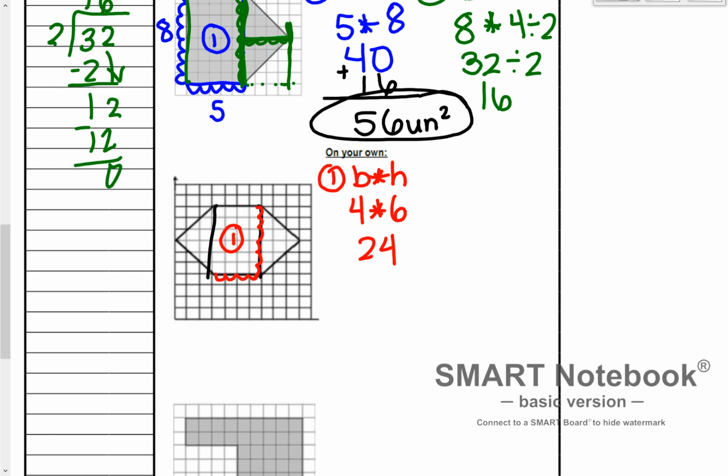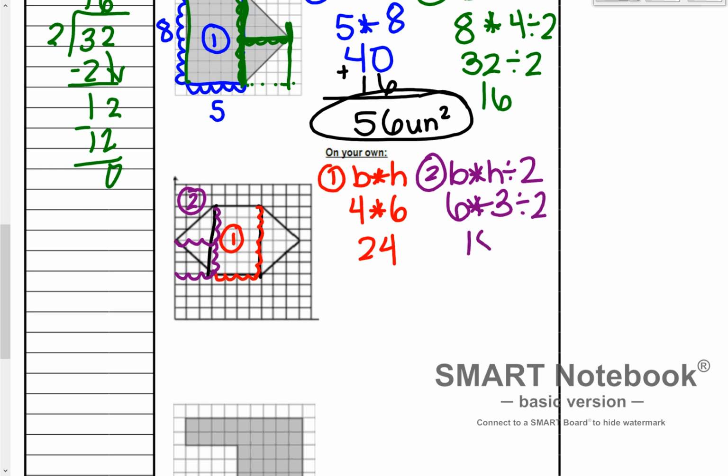Now I'm going to label it up at the top. Triangle over here, which would be base times height divided by 2. My base, 1, 2, 3, 4, 5, 6. My height, 1, 2, 3. You could have done that inside or outside. Either way, we should still get 3. 3 times 6 is 18 divided by 2 is 9.